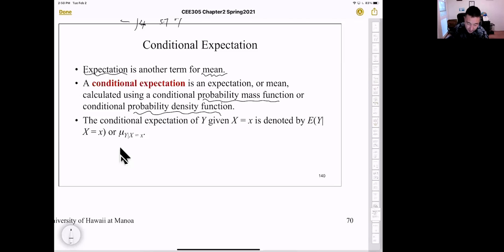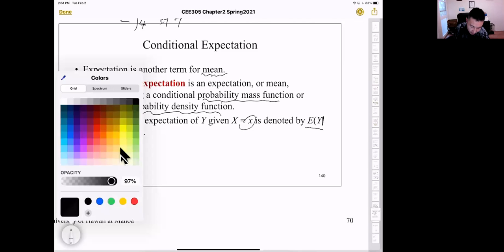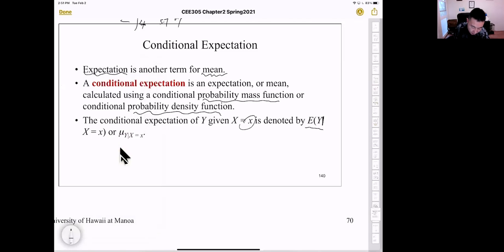The conditional expectation of y given x equal to a certain value x, we can write as this. E is for expectation, y, the straight line is given, y given x equal to a certain x value. Or you can write it as the mean value, mu y given x equal to a certain value x.